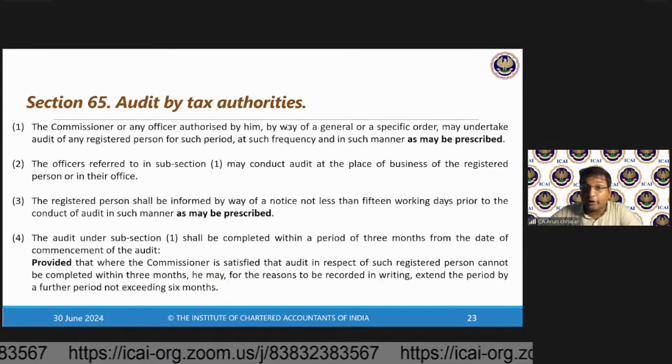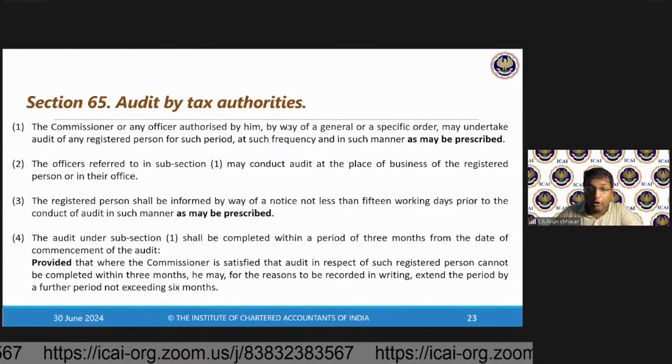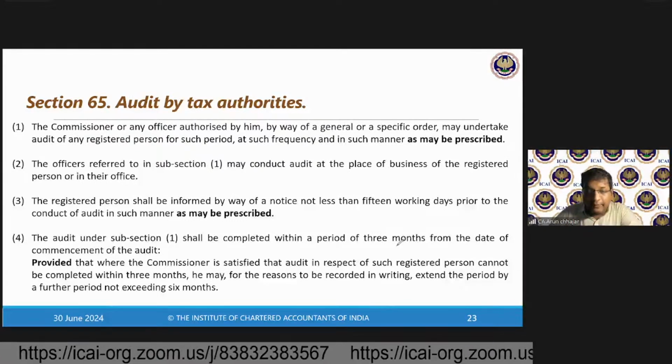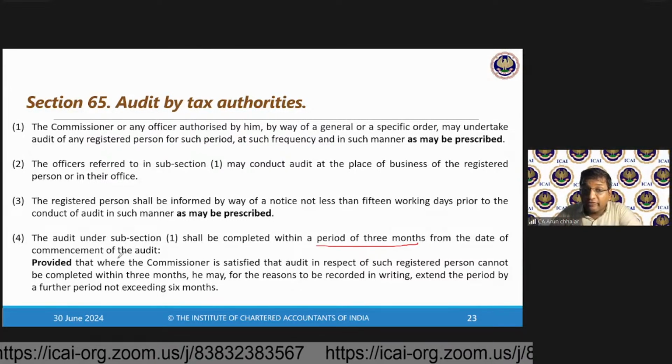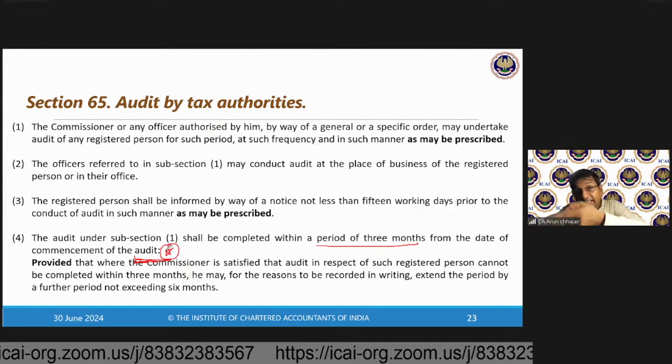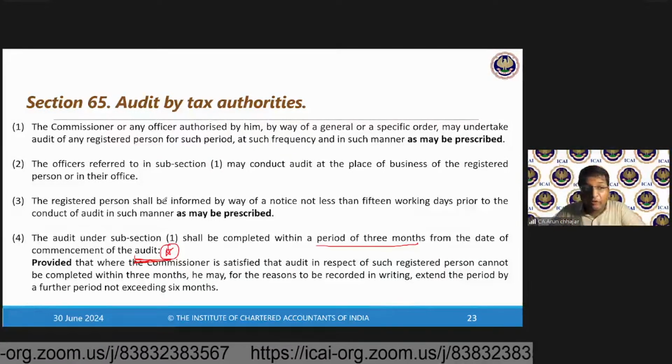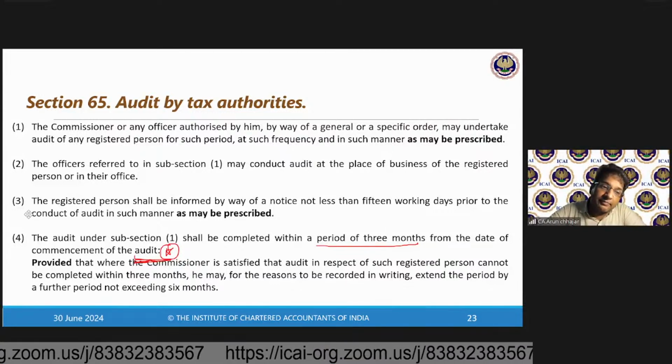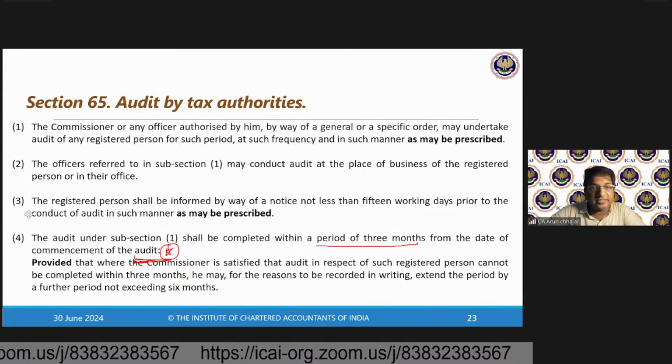Commencement of the audit. Point to be noted: the one big problem is that the audit has to be completed within a period of 3 months. No problem, but from which date? From the date of commencement of audit. And what is the date of commencement of audit? That is important. The commencement of audit means all the documents have been submitted by the registered person.